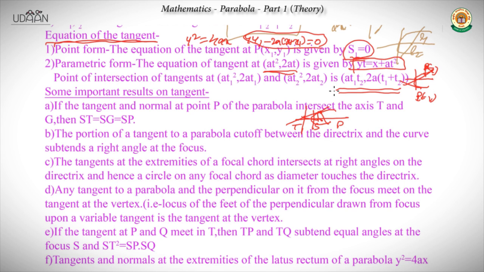Next, the tangents at the extremities of a focal chord intersect at right angles. So you might be thinking, actually you can say that this is the point of intersection of the perpendicular tangents. Yeah, it is true.